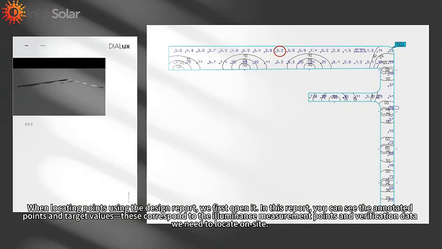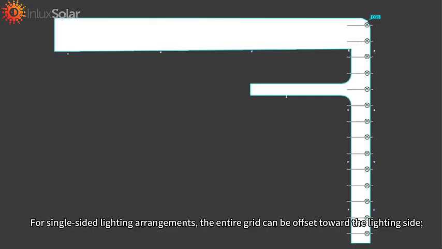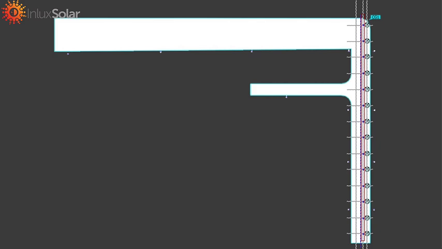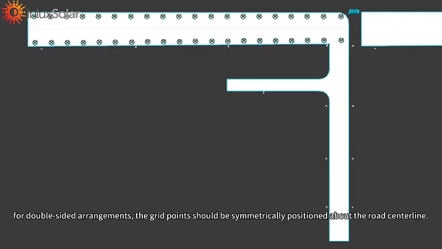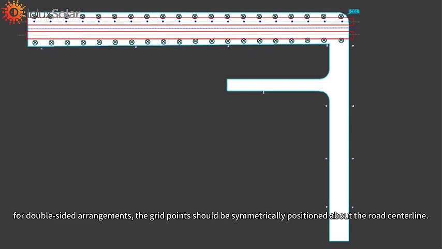When locating points using the design report, we first open it. In this report, you can see the annotated points and target values. These correspond to the illuminance measurement points and verification data we need to locate on site. For single-sided lighting arrangements, the entire grid can be offset toward the lighting side. For double-sided arrangements, the grid points should be symmetrically positioned about the road center line.